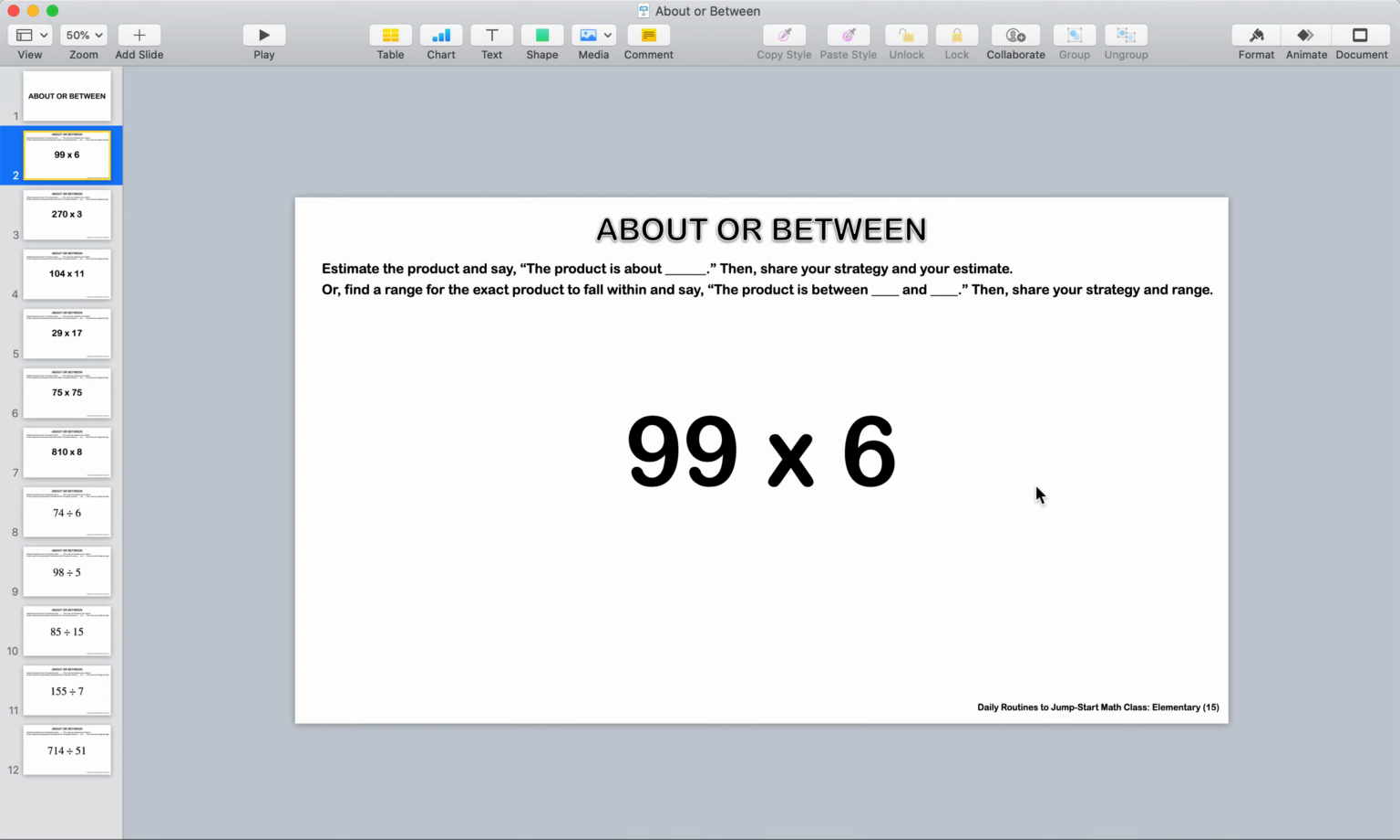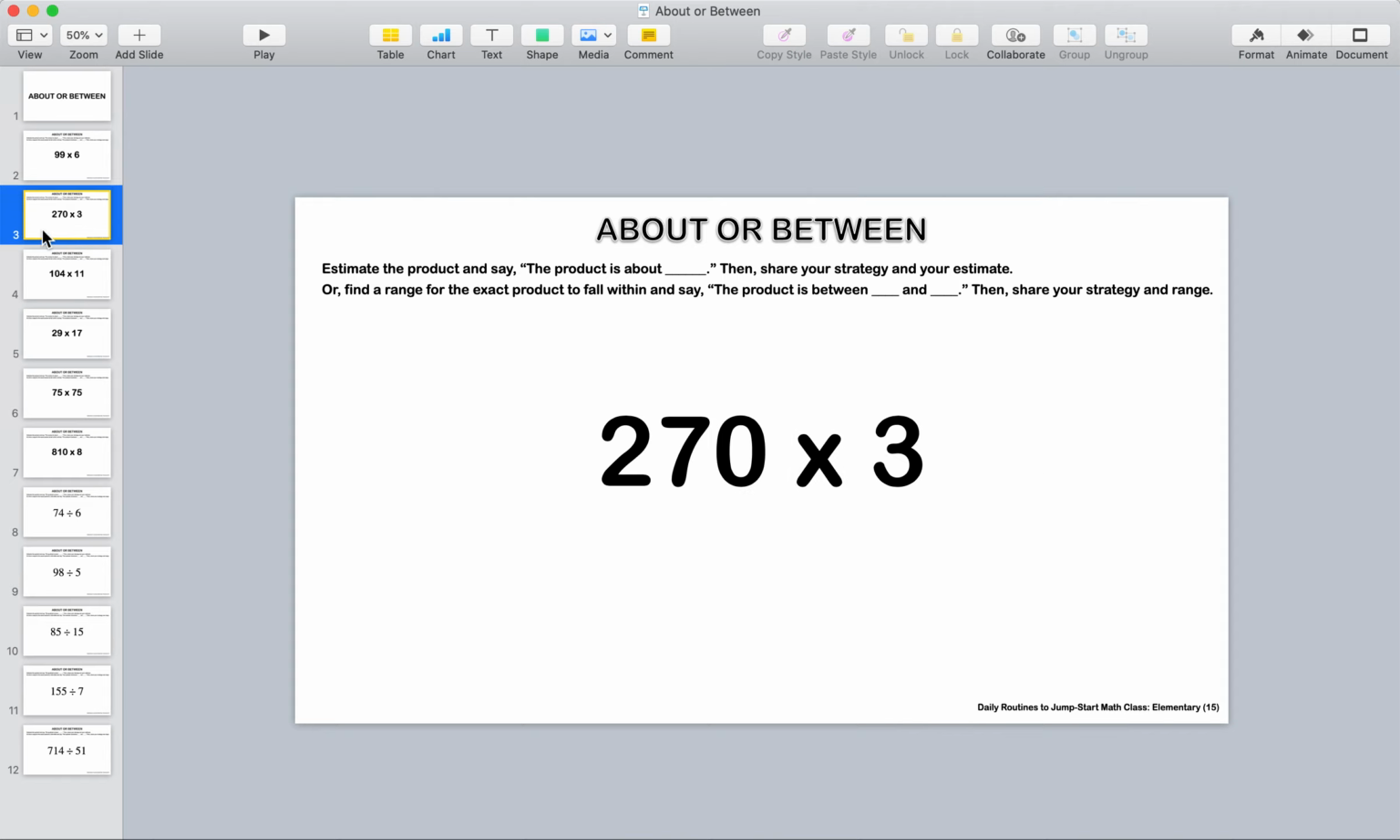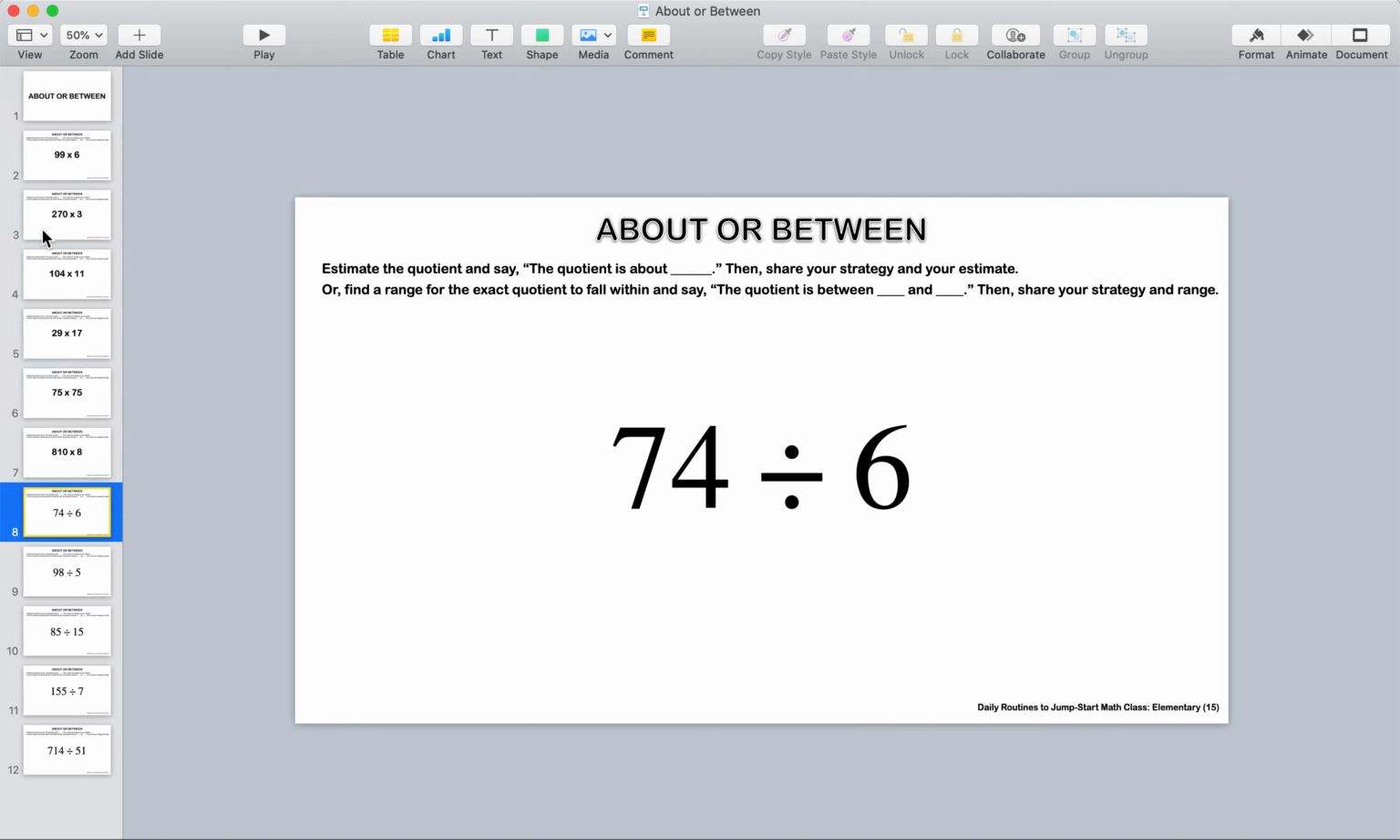then share their strategy and their estimate with a classmate. Or they can find a range for the exact product to fall within and say the product is between blank and blank. Then they share their strategy and their range. So there's some slides with other problems for you to share with your students. And later in the unit, when the students are learning about division, there are also some about or between tasks for quotients.